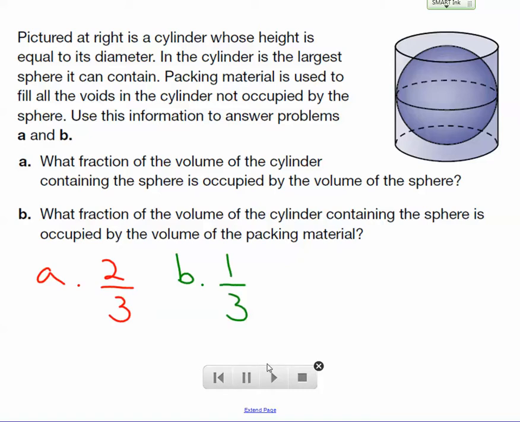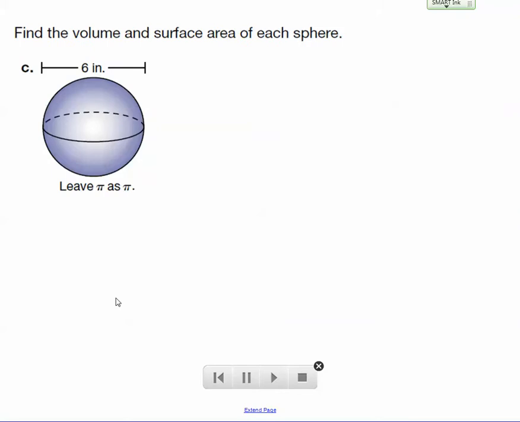Now, it's just the bottom line. That's the way it is. If you put the biggest sphere you can into a cylinder, a cylinder whose height equals its diameter, then 2/3 of its volume is going to be occupied by that sphere. So 1/3 is not going to be occupied by the sphere. All right, find the volume and surface area of each sphere.